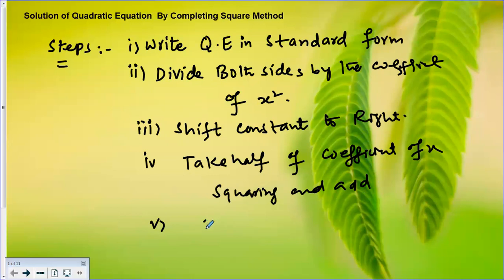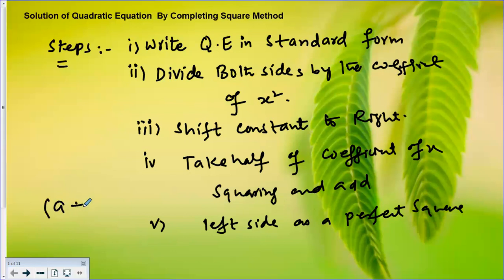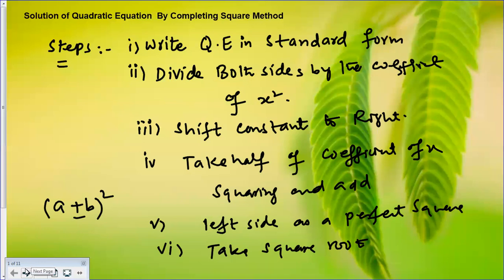The last step is to write the left side as a perfect square. Perfect square means we write it like a plus b or a minus b whole square, and we simplify the right hand side, and at last we take the square root on both sides and then we get the value of x. So in this way we can solve any quadratic equation by just following these steps.